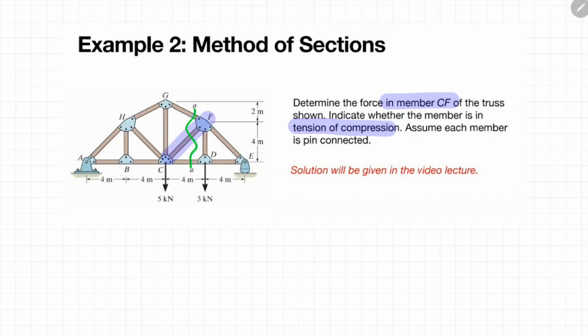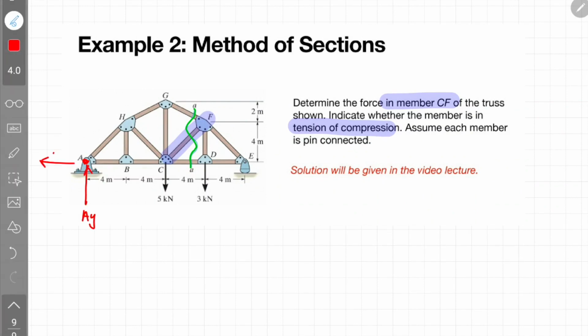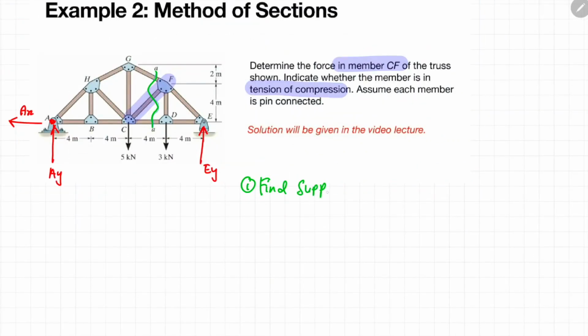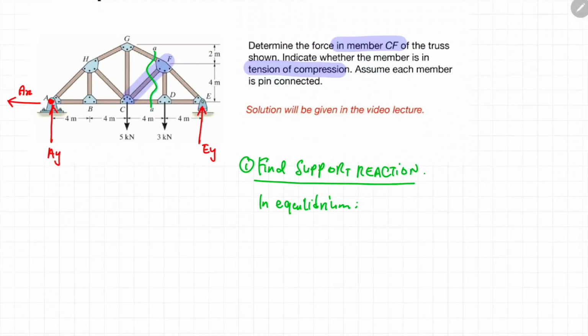So at joint A, there's a pin over here, and there should be two forces acting in the Y direction and also in the X direction, okay? Whereas joint E is a rocker type of joint, so there should be one force in the Y direction. When you have identified the direction of the support reaction at each joint, the next step is to apply the equilibrium condition so that you can find the magnitude of the respective support reactions.